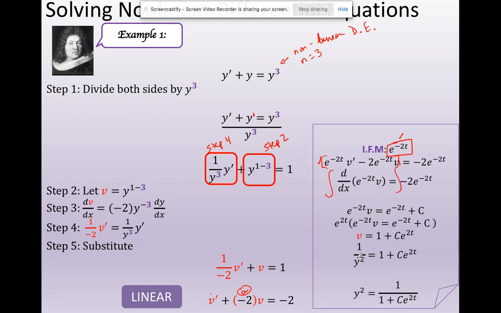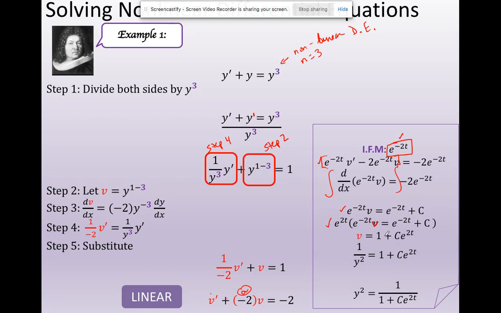Integrated both sides. So I got e to the negative 2t v is equal to the integral of negative 2 e to the negative 2t. So I got e to the negative 2t divided by negative 2, but then that negative 2 as the multiplier here went away, plus c. Trying to get v by itself, so I divided everybody by e to the negative 2t, or same thing as multiplying by e to the positive 2t. That got v by itself.